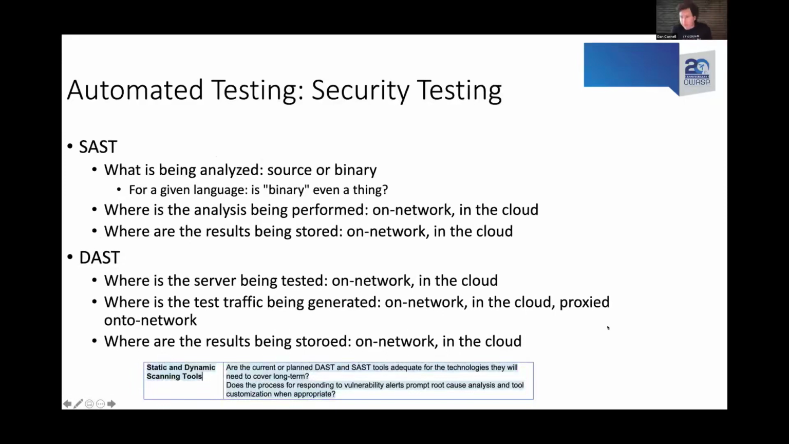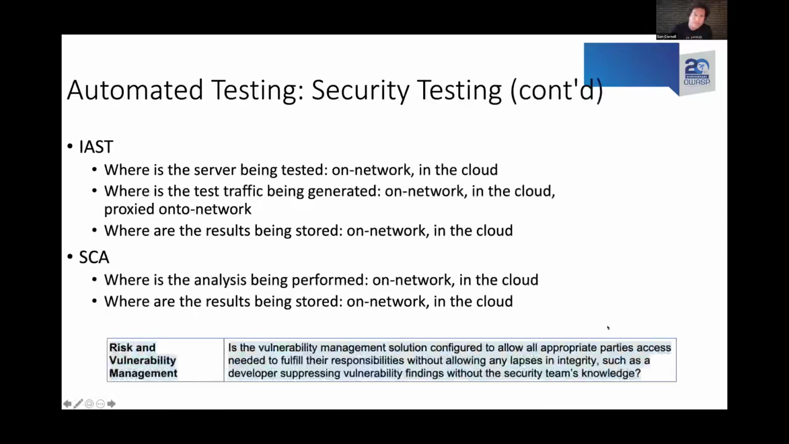Same thing with dynamic testing. Where is the server that is being tested hosted? Where is the test traffic being generated? What does it pass through, such that people might observe or modify it? And where are those results being stored? Same questions for IAST and software composition analysis. Again, where's the data moved to for the processing? Where are the results being stored?